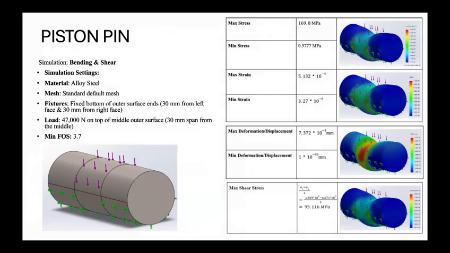For the piston pin, we focused on bending and shear, since this component carries the load from the piston to the connecting rod. Under the 47,000 Newton load, the pin reached a maximum stress of 169.8 megapascals, therefore giving it a factor of safety of 3.7. Displacement here was extremely small, which means that the pin remains stiff and stable.